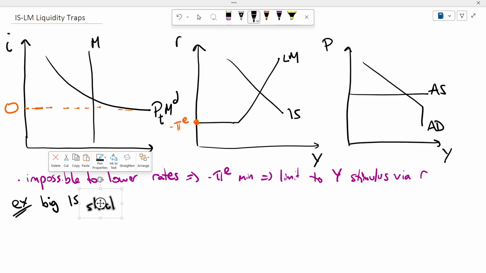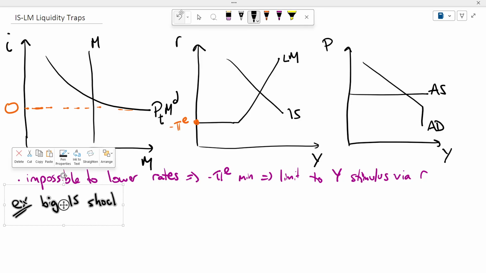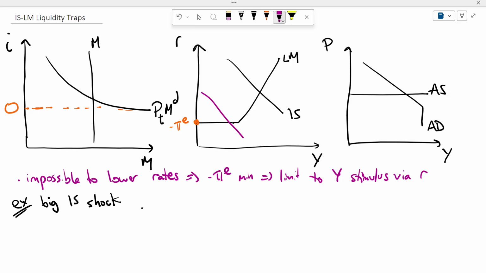In the open economy model, you could have an X shock as well. So when I have a big IS shock, I'm going to shift the IS curve in dramatically.